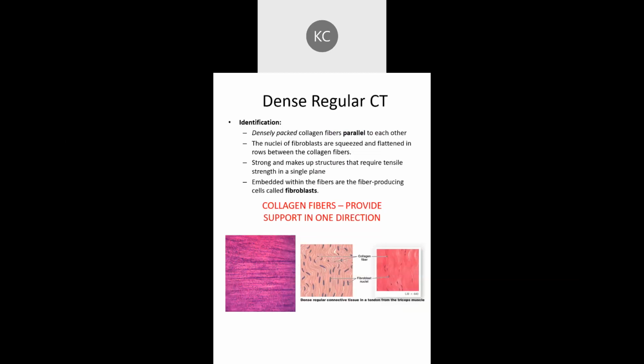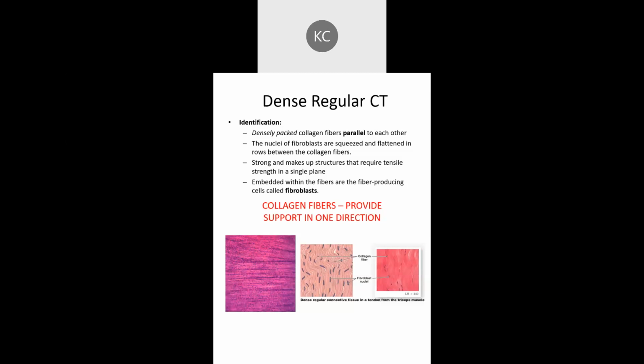So now we'll get into dense. And dense comes in two different types, two different flavors. There's dense regular, and if there's dense regular, there's also dense irregular, okay? And we'll talk about how to identify dense regular versus dense irregular. So starting off with dense regular, the way you identify dense regular is you look at the orientation of the collagen fibers, okay?